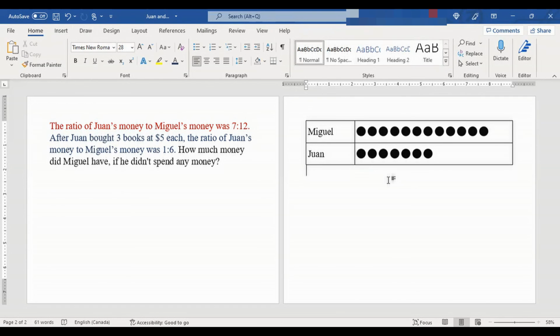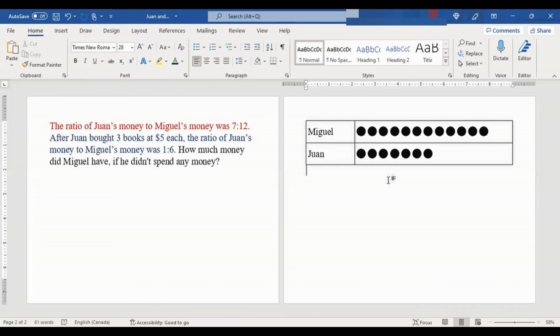The blue sentence says, after Juan bought 3 books at $5 each, the ratio of Juan's money to Miguel's money was 1 to 6. Meaning, after Juan spent $15, the ratio of Juan's money to Miguel's money was 1 to 6. So meaning if Miguel's money was now divided into 6 parts, Juan would have 1 of them. So after Juan spends $15, the ratio changes.